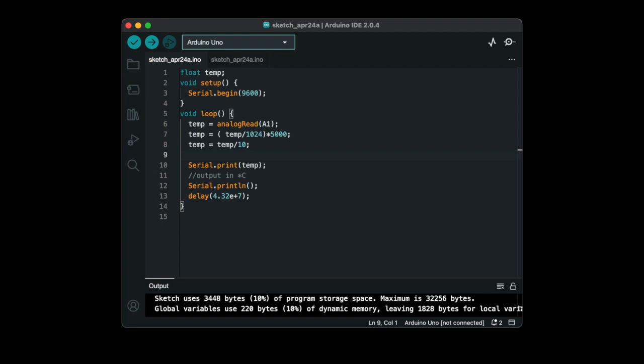As the resistance of the temperature sensor changes with the change in temperature, the amount of current changes, which needs to be converted into degrees Celsius. So the conversion is being done, and then the temperature reading is being output to the serial monitor.